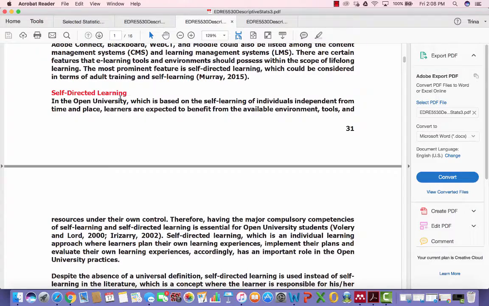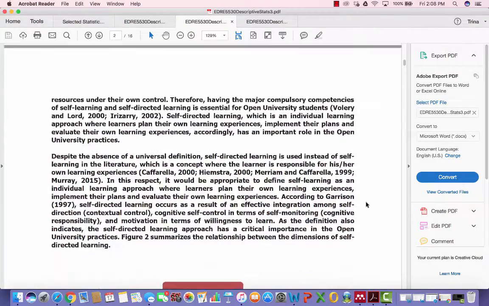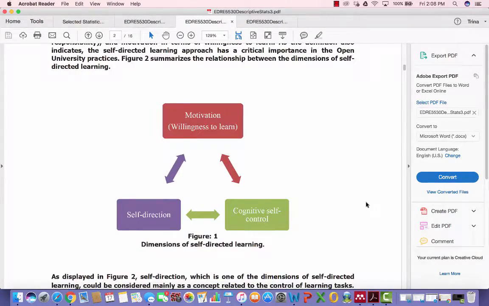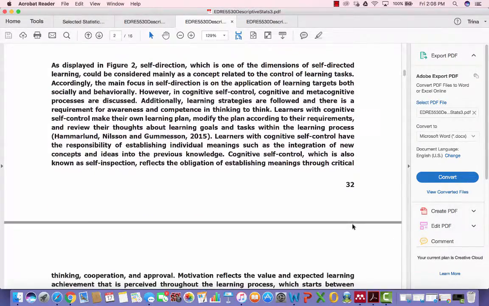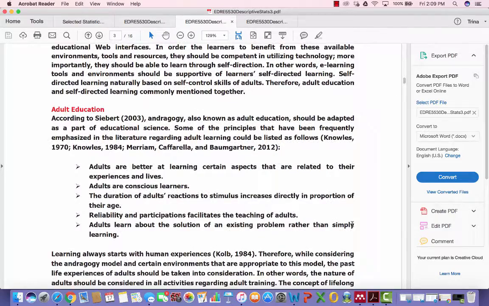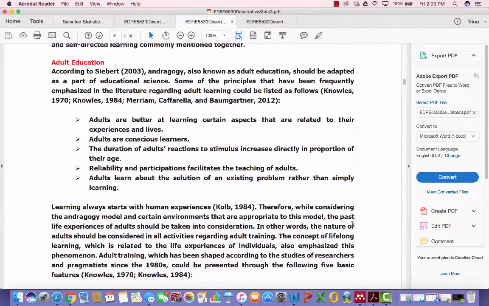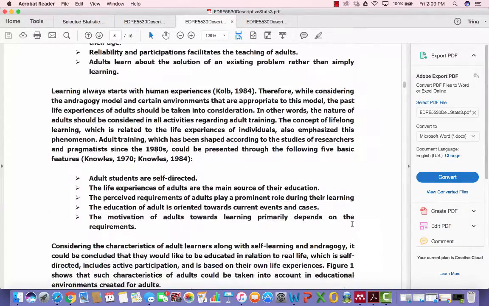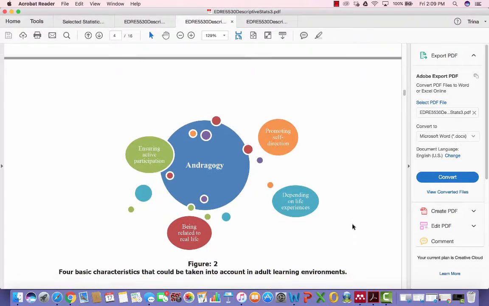That is the first kind of construct or concept that they wanted to talk about, and it includes a figure to explain the concept more fully. So this is a form of visual representation of data in some ways, and they use this to give you a concept map or a mind map of it, as well as describing it through words. And then they did this as well for adult education, the other concept that they were interested in researching.